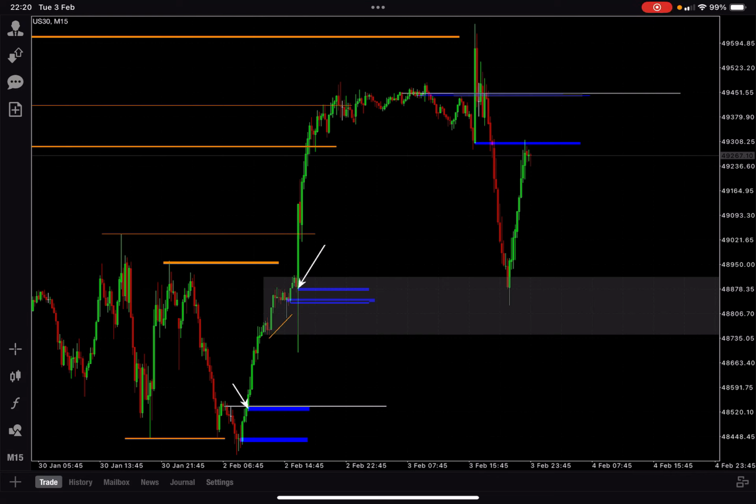Right, hello everyone. So we have some interesting price action to go over in US30 today. We've had a nice downwards move during the New York session on US30 with a nice reaction from those key levels that we had yesterday.